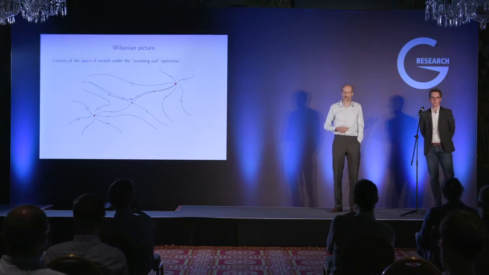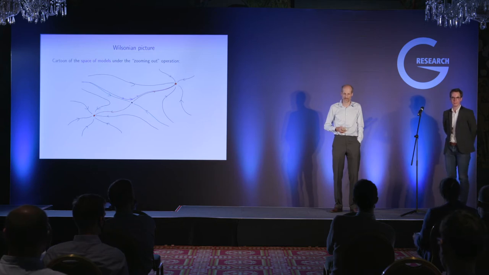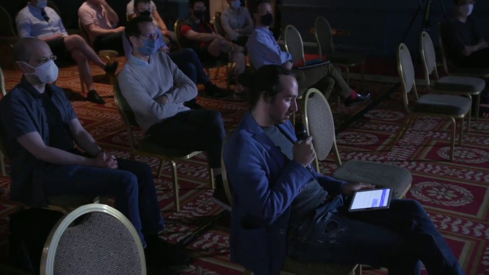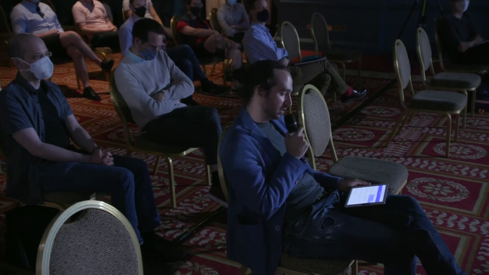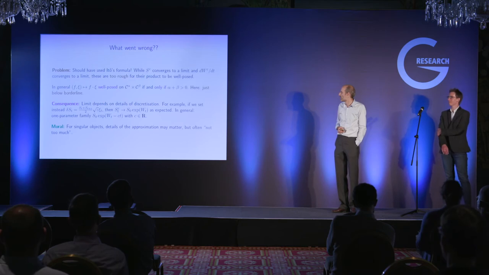Someone from the app is asking if you can expand a little bit on the discretization-based derivation of the T over two factor in the Brownian motion. Sorry, on the derivation of the T halves factor in the Brownian motion. Very interesting for us as an audience.